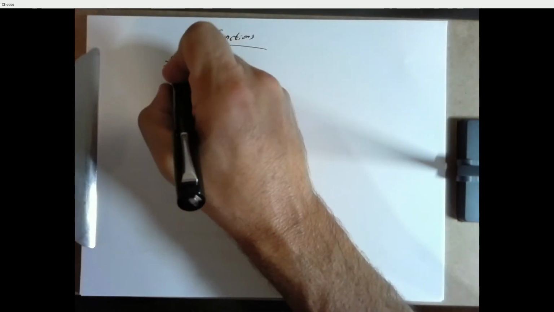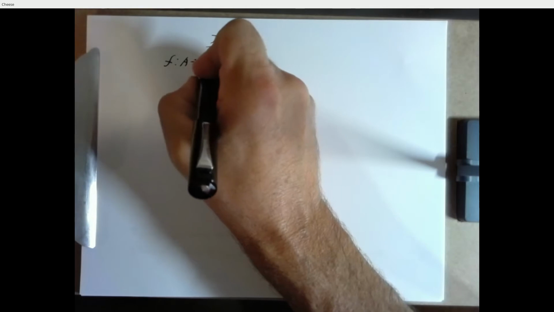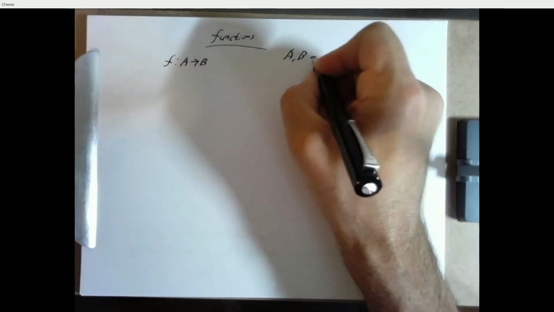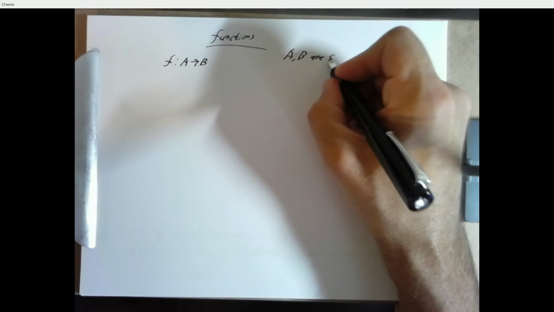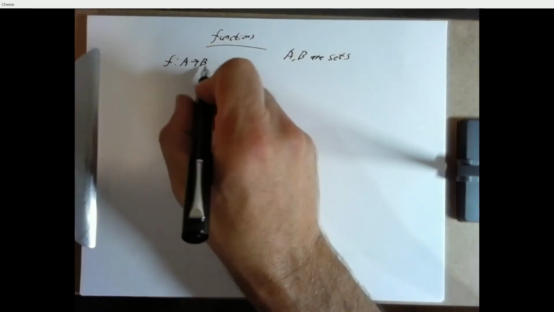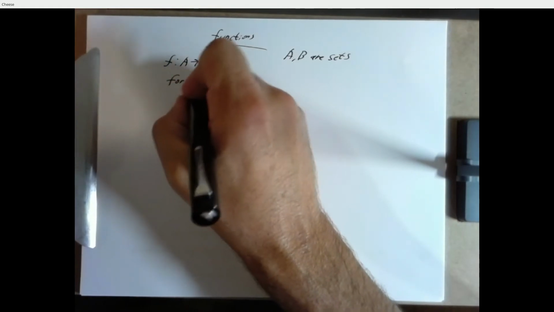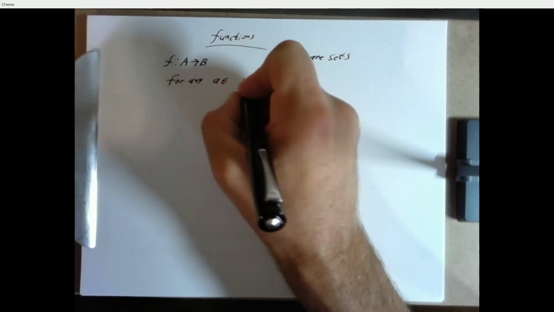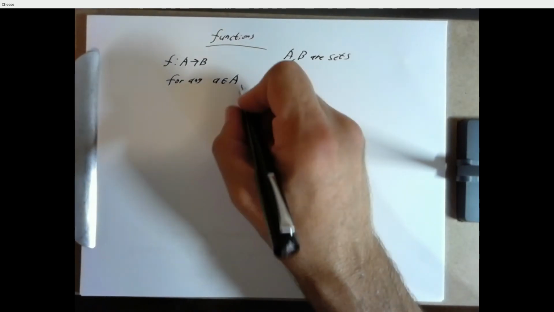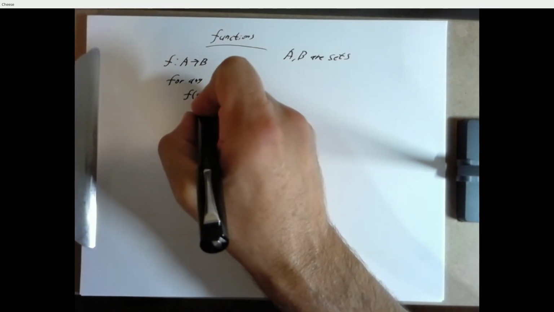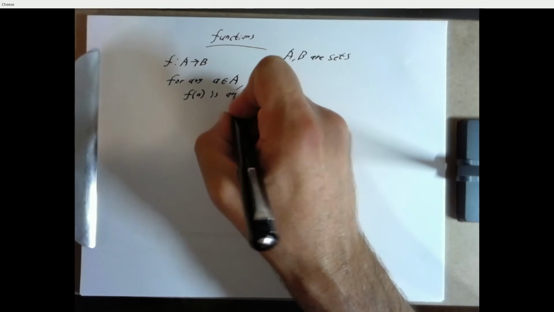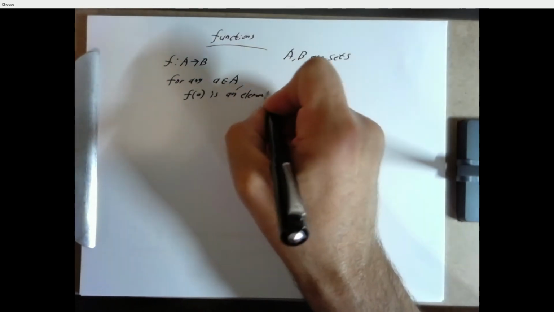So let me give you an example here. Suppose we have a function f from A to B. So A and B are sets. They could be finite, they could be infinite, they could even be empty, but they're some sort of sets. And this is our notation for saying f is a function from A to B. Okay, what does this mean? For any a, which is an element of set A, f of a is an element of B.